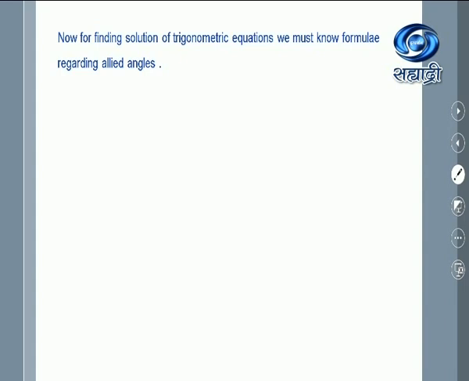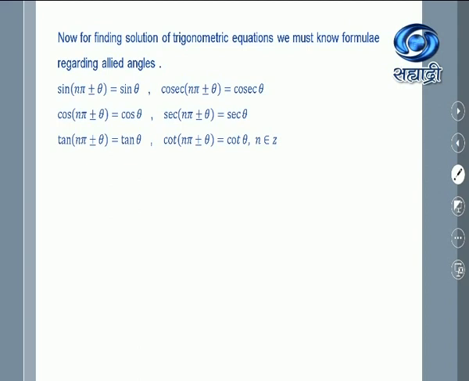Okay, so to find the principal solutions, you must be very perfect in the rules of allied angles. You must be able to apply the rules of allied angles correctly. You know the rules of allied angles are what? Sin of (n pi plus or minus theta) equals sin theta, cosec of (n pi plus or minus theta) equals cosec theta, then cos of (n pi plus or minus theta) is cos theta. Similarly, sec of (n pi plus or minus theta) equals sec theta, and the remaining two also.